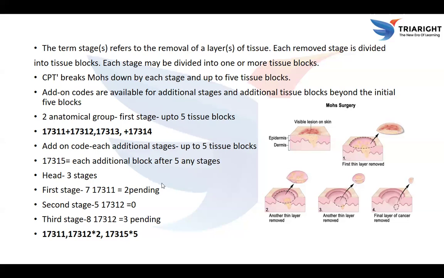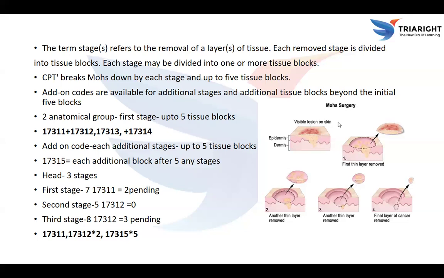So here's an example. The head lesion has 3 stages total. Stage 1 has 7 tissue blocks, so CPT includes only 5 blocks under 17311 and 2 are pending. The second stage has 5 tissue blocks, 17312, and the third stage has 8 tissue blocks, so 17312 for the first 5 and 3 are pending. So in total, 5 are pending for additional blocks, so you have to assign 5 units of 17315. The total answer is 17311 for the first stage, 17312 times 2 for the second and third stage, and 17315 for additional blocks.